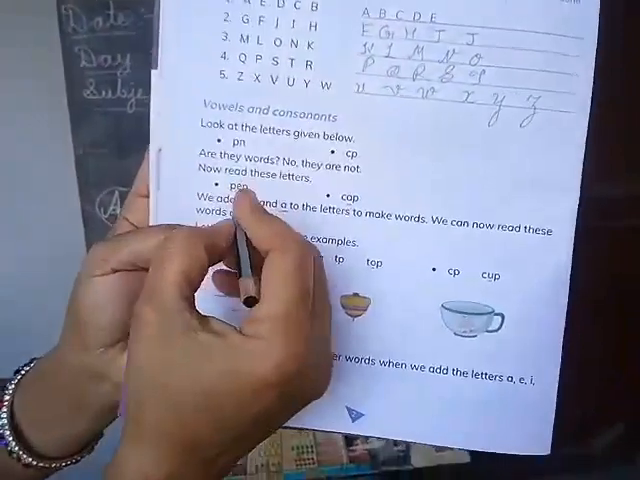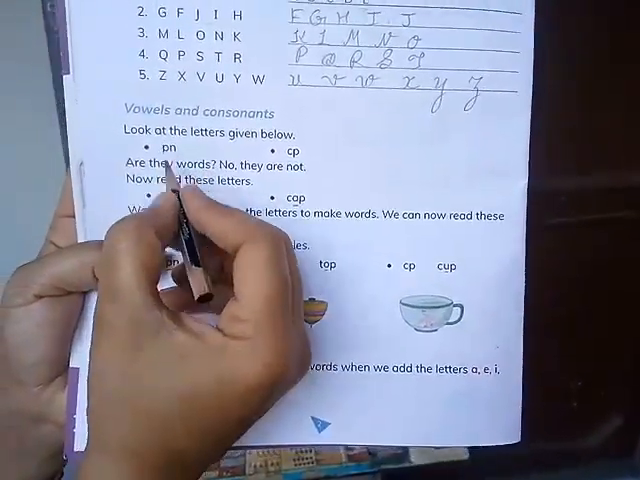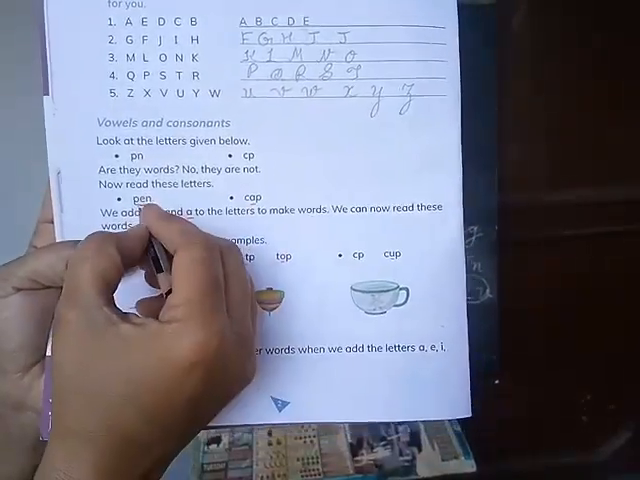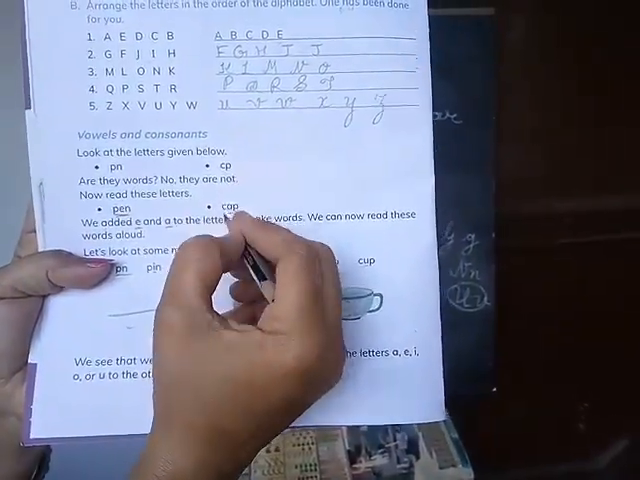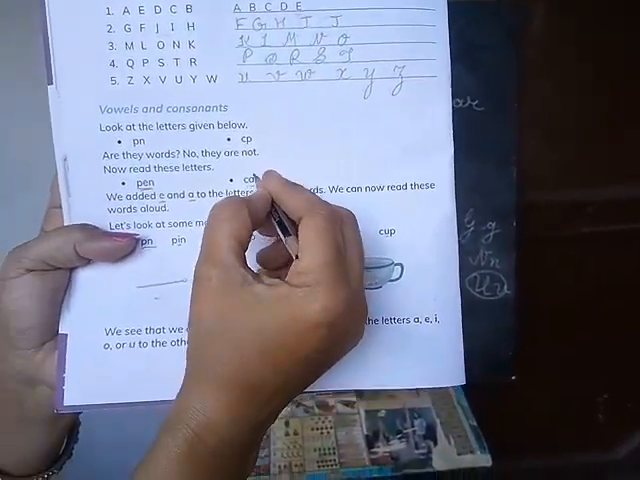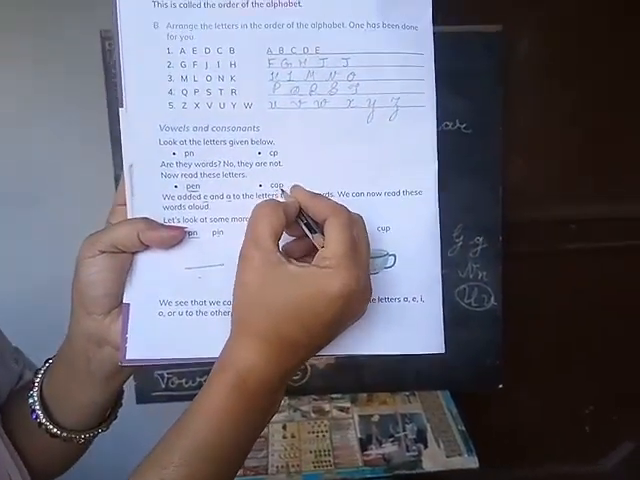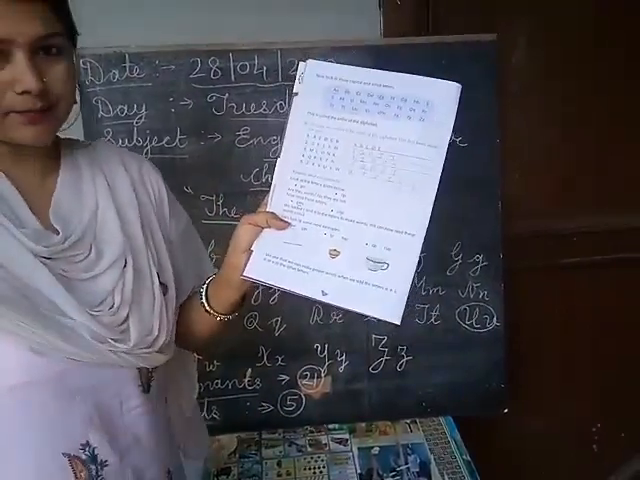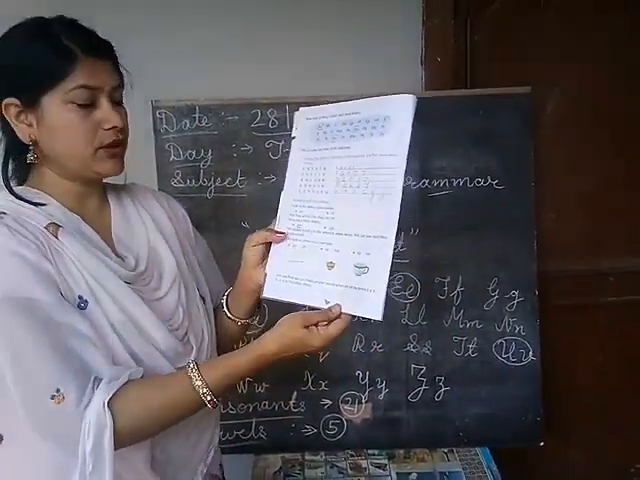So we have to add here E. So it becomes P-E-N, pen. Now it is a meaningful word, pen. Like that, C, P: C-A-P. We add the A in between the two letters, C and P. C-A-P, cap. It is cap. We know we wear it on the head.